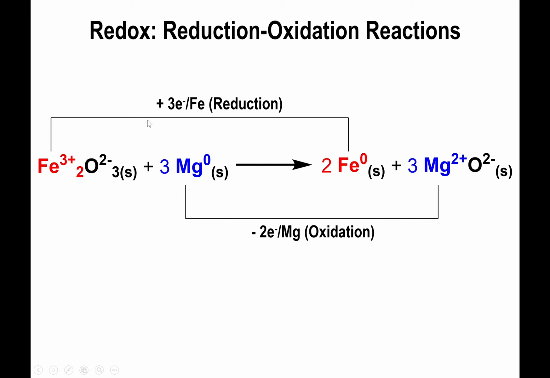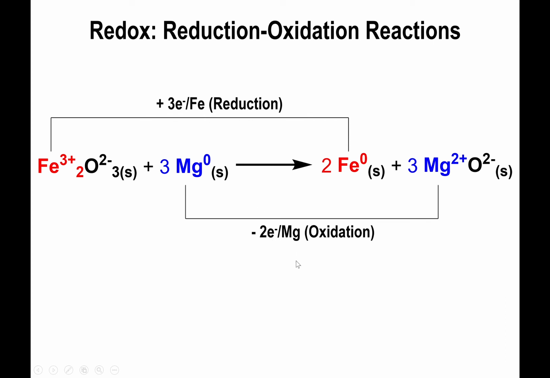Specifically, the electrons cannot be free floating in solution. Whatever electrons you produce from one species, they have to go to the other species. And that in and of itself is the premise of balancing a redox reaction. Now notice that the way I've written the reduction and oxidation in terms of electrons is based on a ratio. 3 electrons per iron and minus 2 electrons per magnesium.